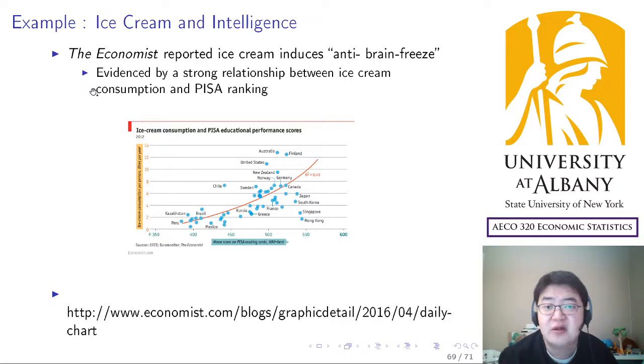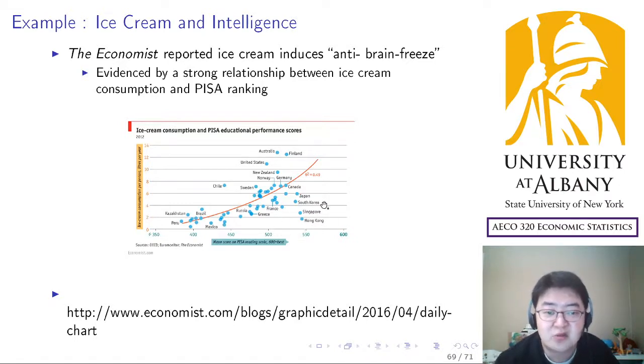This is proven by a regression analysis between ice cream consumption and PISA ranking. PISA is educational test scores. The PISA reading score is on the horizontal axis, and ice cream consumption is on the vertical axis. Like Finland, Australia, it's a lot of ice cream. Surprisingly a lot. And the United States is third.